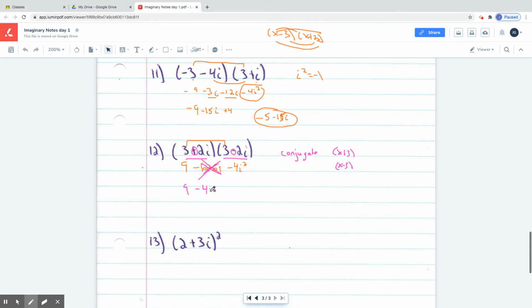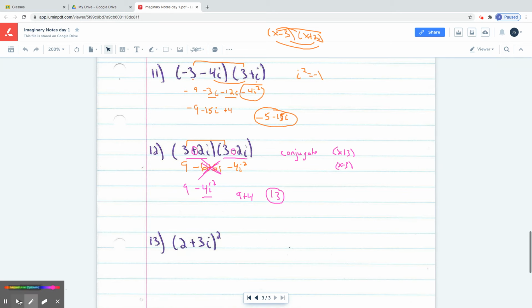And what's negative 4i squared? Well, i squared is negative 1. Negative 4 times negative 1 is a positive 4. So 9 plus 4 is 13. That answer is 13. i squared in a term just changes the sign. So negative 4i squared is positive 4. Negative 100i squared is a positive 100. Positive 99i squared is negative 99. It just changes the sign. So those are conjugates.